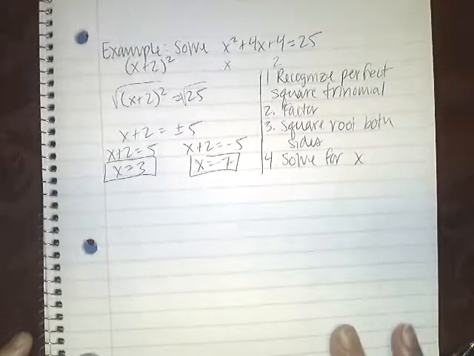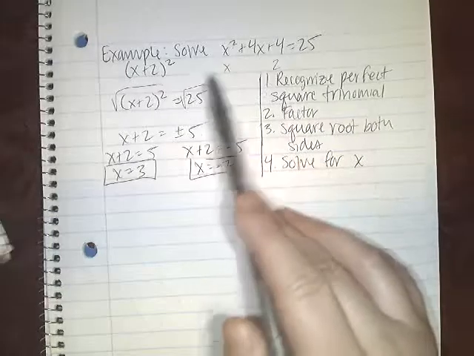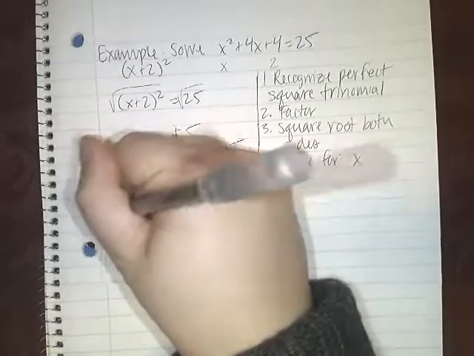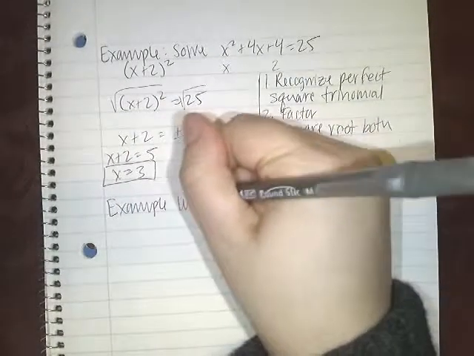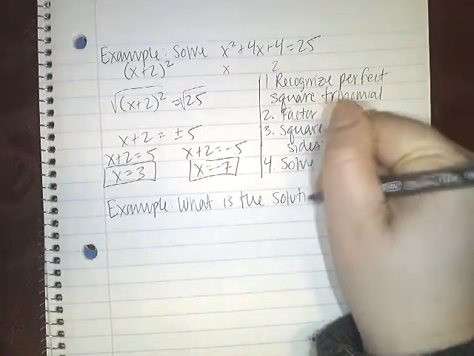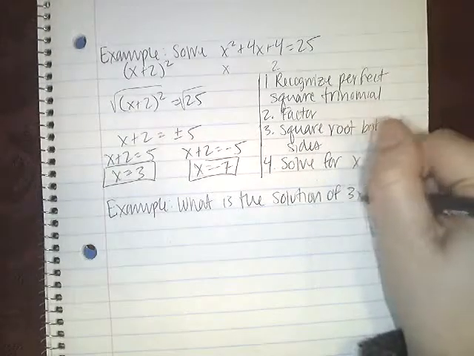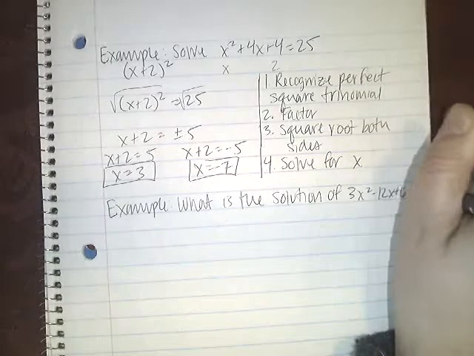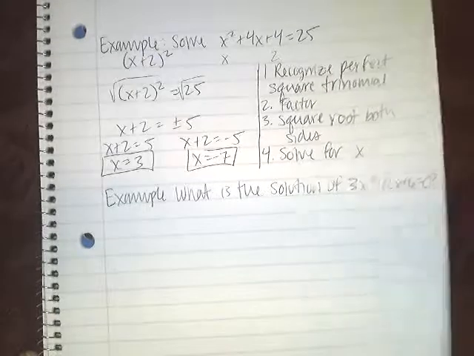So the reason we're talking about this is because we're going to, as I mentioned, develop perfect square trinomials so that we can end up solving out equations. So our next example, I want us to determine the solution of 3x squared minus 12x plus 6 equals 0. So I want us to solve this quadratic equation for our x values.